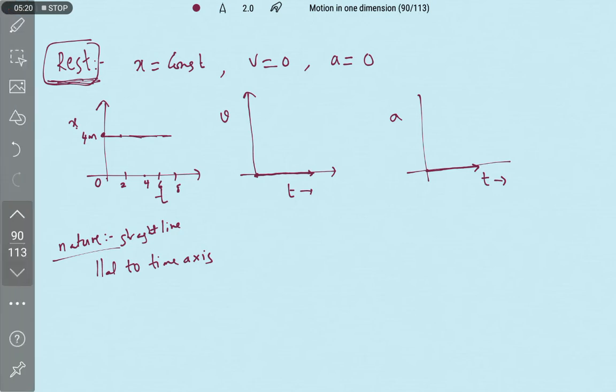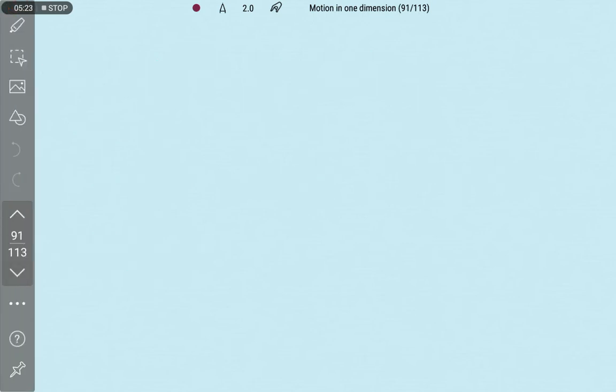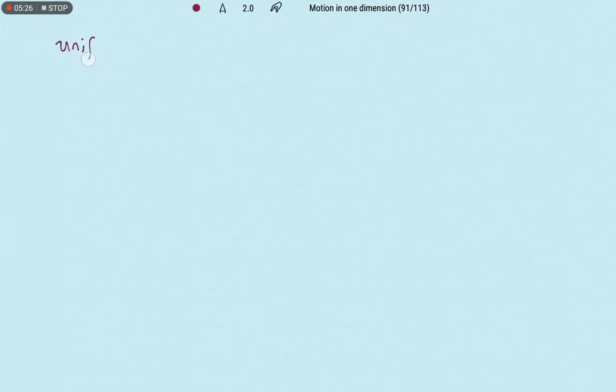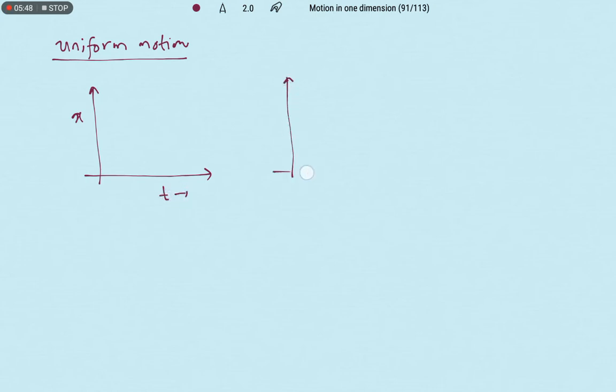Now let us take the state of an object as uniform motion. What is meant by uniform motion? If the object covers equal distances in equal intervals of time, then the object is said to be under uniform motion. Now let us plot the graph for uniform motion: the position and time graph, then the velocity and time graph, then the acceleration and time graph.